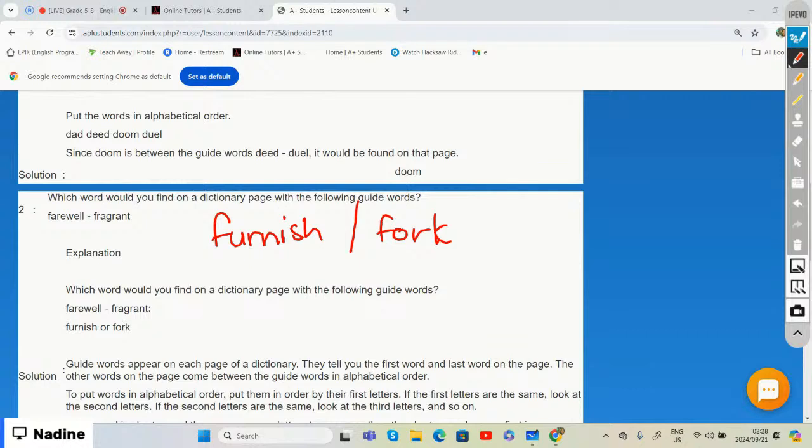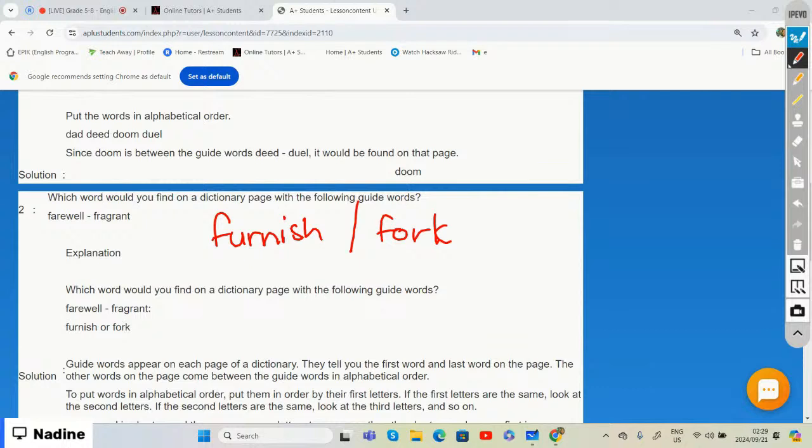Remember when I was busy trying to explain, you were telling me I know what to do and you weren't listening. That is why, as much as you know how to use a dictionary, whatever we try and explain is something different. So I tried to explain to you about dictionary skills, dictionary guide words, and now we're doing an activity. You understand?